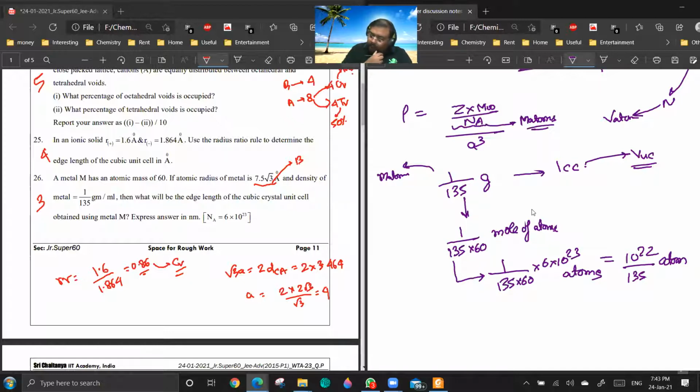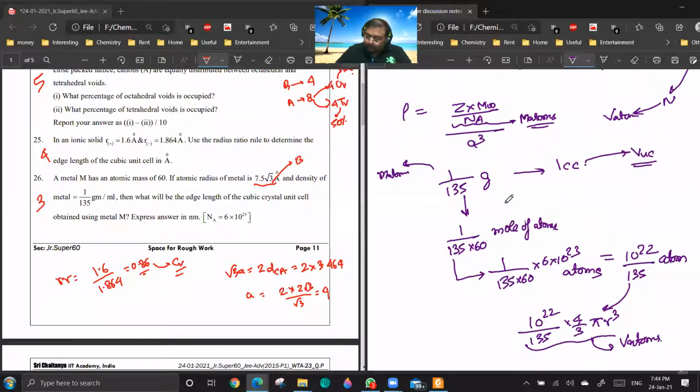Are you getting a point? Yes or no? Now, you see, these many atoms are there. What is the volume occupied by the atoms? It will be into 4 by 3 pi r cube. This is the volume of atoms. Yes or no? Okay.